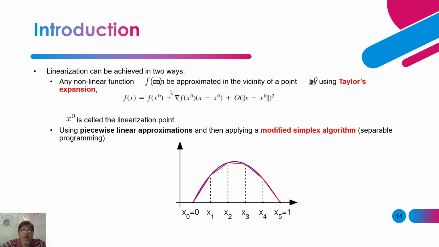Here the way to linearize is given. Many methods are available, and here it is explained with two. The linearization can be achieved in two ways. One is that any nonlinear function f(x) can be approximated in the vicinity of a point x0 using the Taylor expansion. By using the Taylor series, you can linearize, where x0 is the linearization point. Higher order terms can be ignored, or considered if needed. This is one way of doing it.